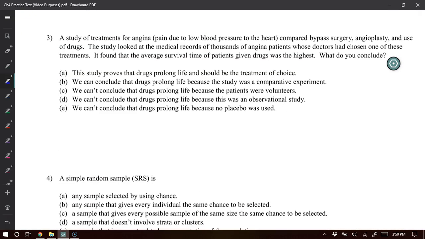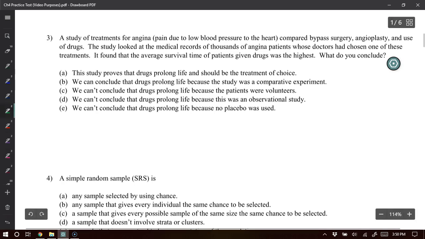Number 3, a study of treatments for angina, pain due to low blood flow to the heart, compared bypass surgery, angioplasty, and the use of drugs. The study looked at the medical records of thousands of angina patients whose doctors had chosen one of these treatments. It found that the average survival time of patients given drugs was the highest. What do you conclude? So we really have to understand this prompt before we start reading these choices.